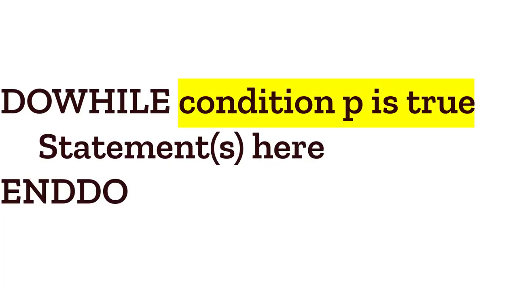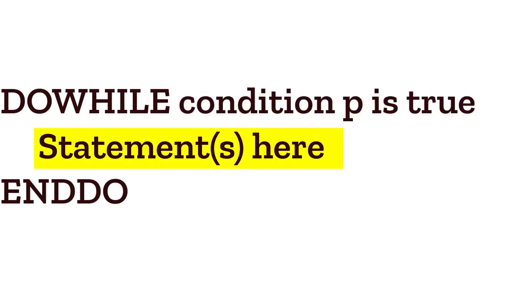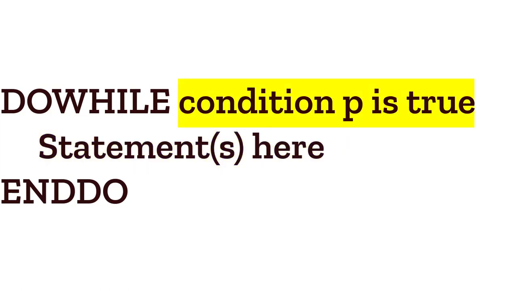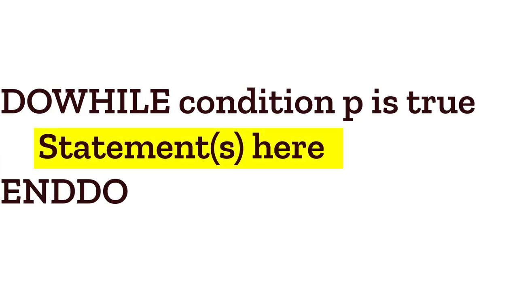If condition P is found to be true, then control goes into the loop and executes statements once. Control then returns to test condition P. If condition P is found to be false, control passes to the next statement after ENDDO. Otherwise, control goes into the loop again to execute statements written there. This continues until condition P is false.